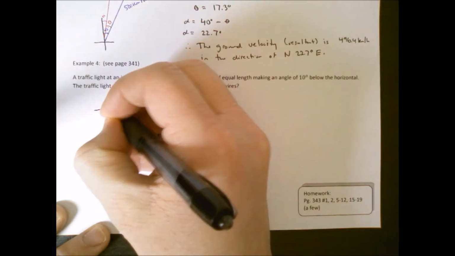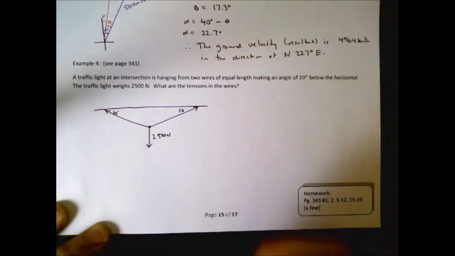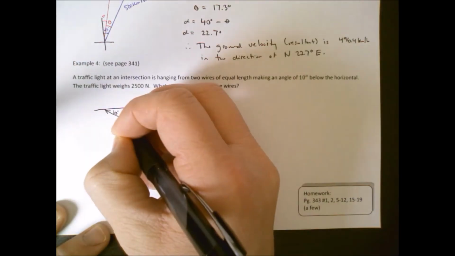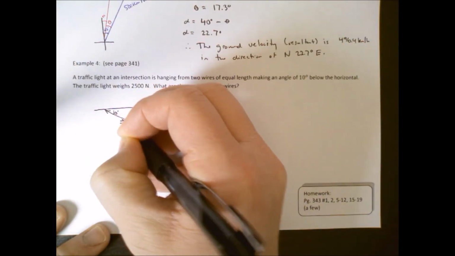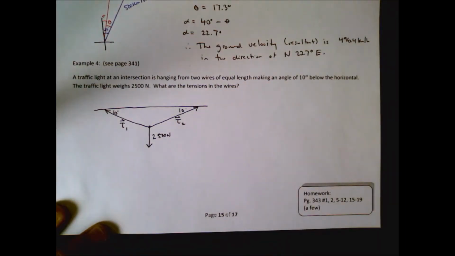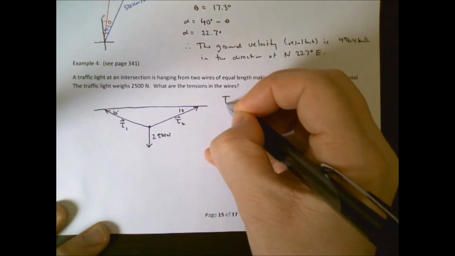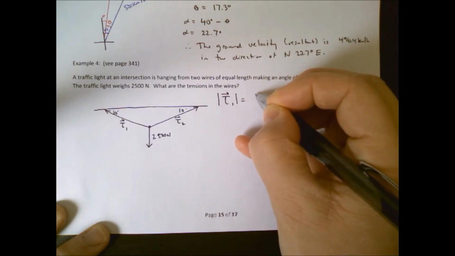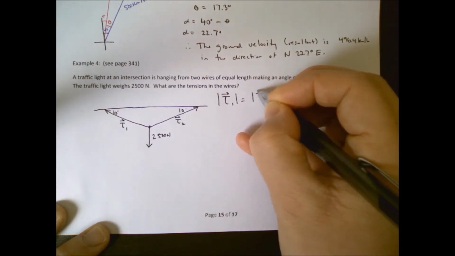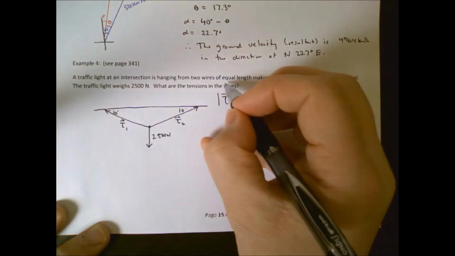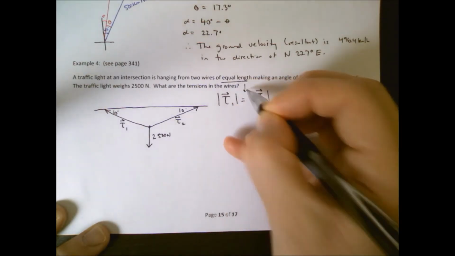And I know these are 10 degrees here. I know that's 10 degrees here. I want to know the tension of the wires. So I'm going to call this T1, T2, so tension 1 and tension 2. But again, I know that the magnitude of T1 is equal to the magnitude of T2 because they are equal length. So I know that fact.